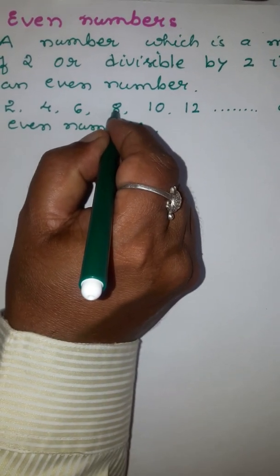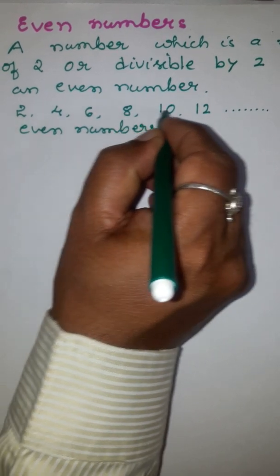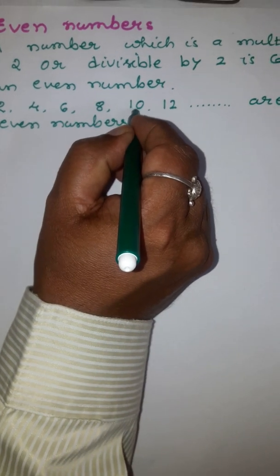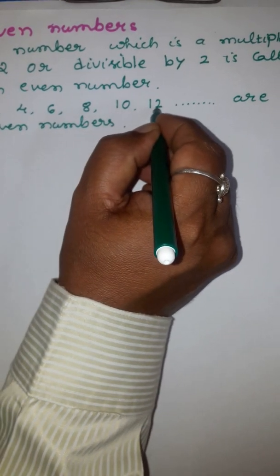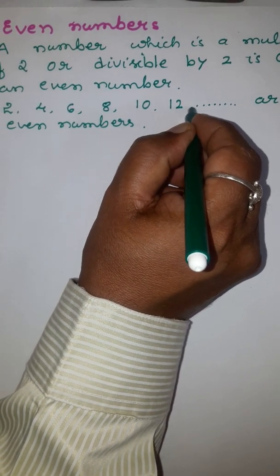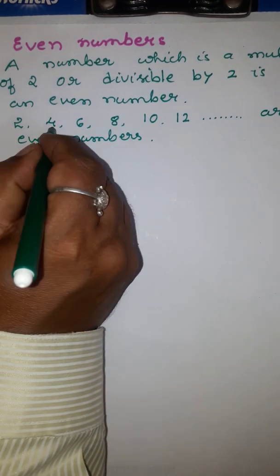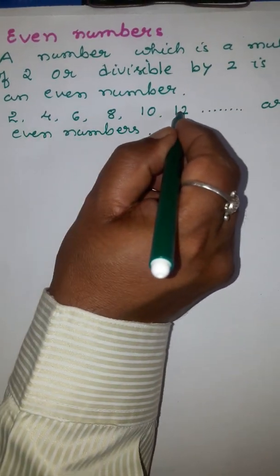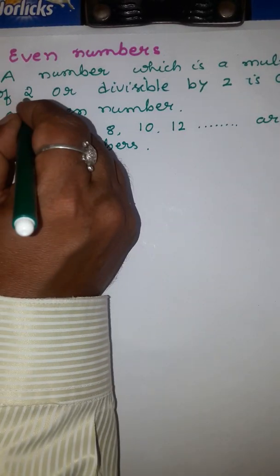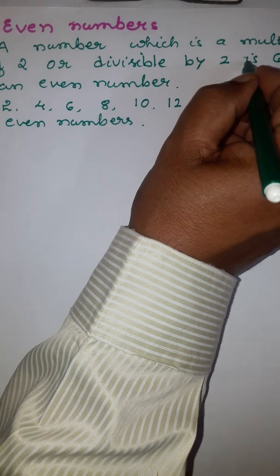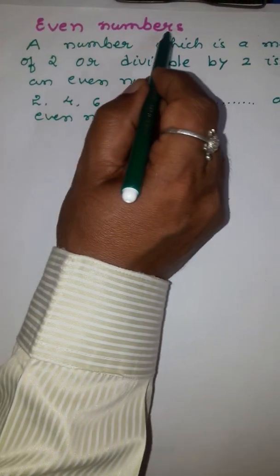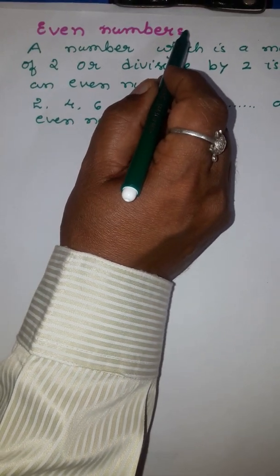Why is 8 an even number? It is a multiple of 2. Why is 10 an even number? Because 10 is divisible by 2. Why is 12 an even number? Because 12 is a multiple of 2. See, all these numbers are divisible by 2. So, any number which is a multiple of 2 or divisible by 2 is called an even number. Having learned the meaning of even numbers, we shall move to odd numbers.